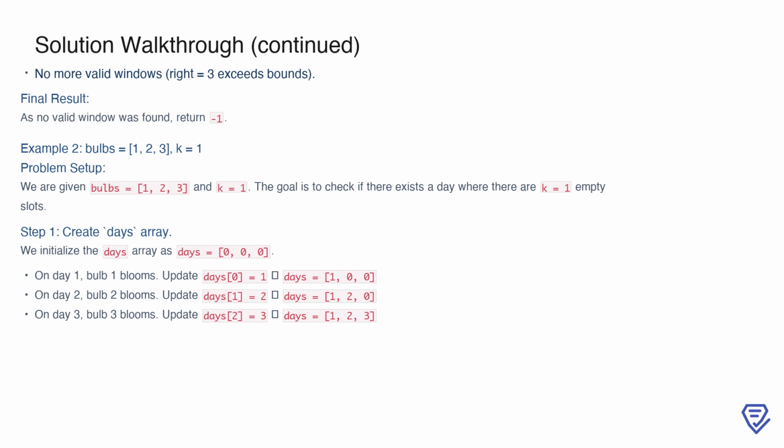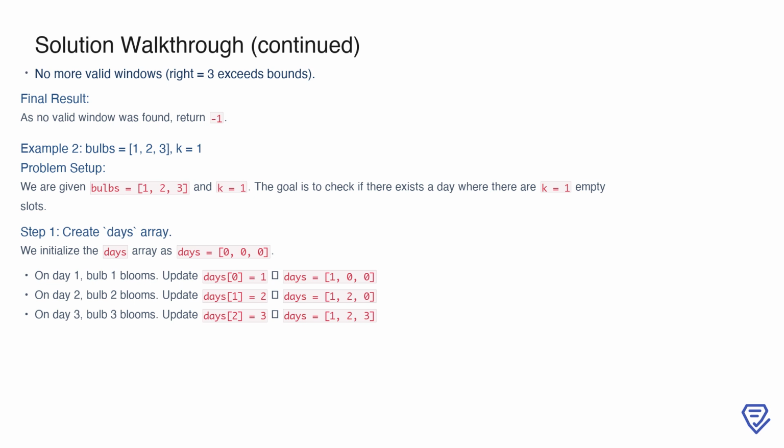Now, let's analyze the second example where bulbs are 1, 2, 3, and k equals 1. Again, the goal is to check if there's a day when exactly one empty slot exists between two blooming flowers. We start by creating the days array. Initially, it is 0, 0, 0.